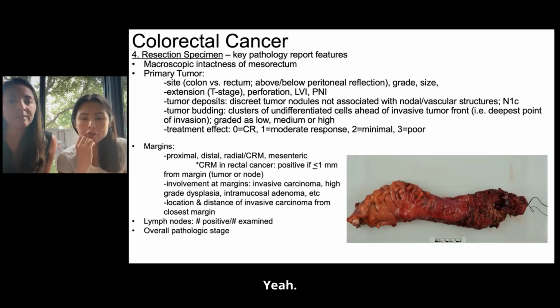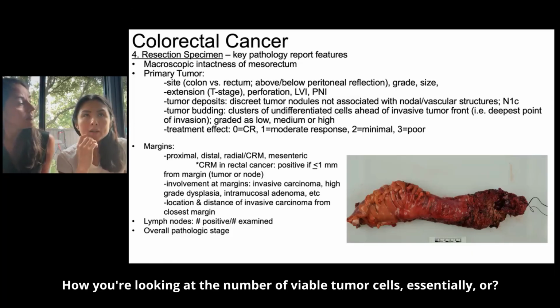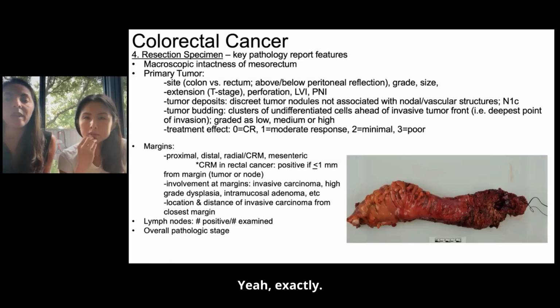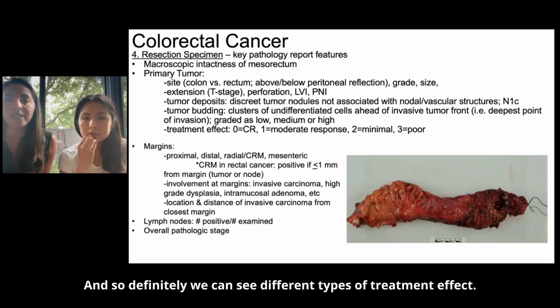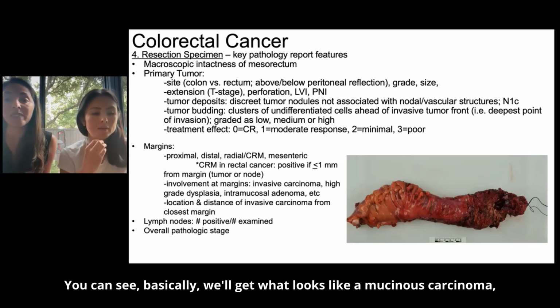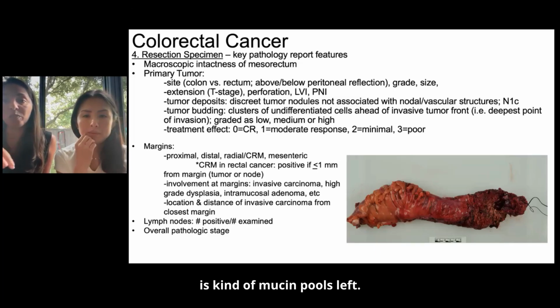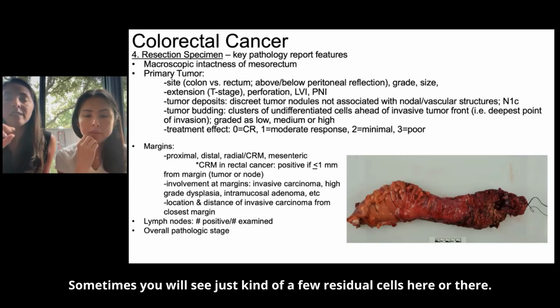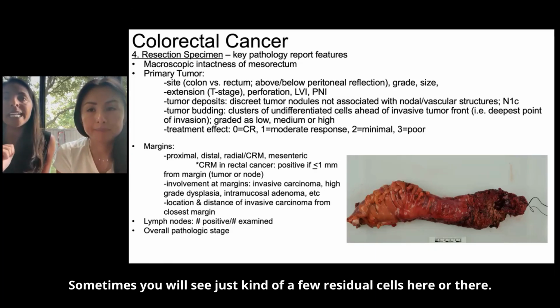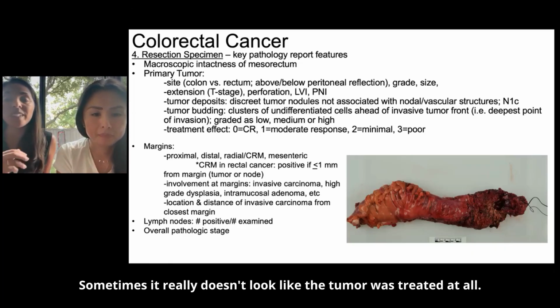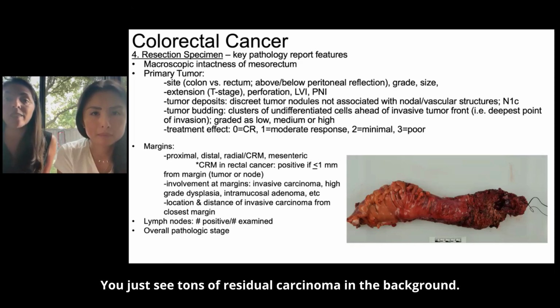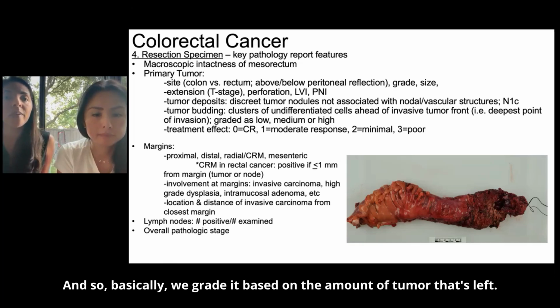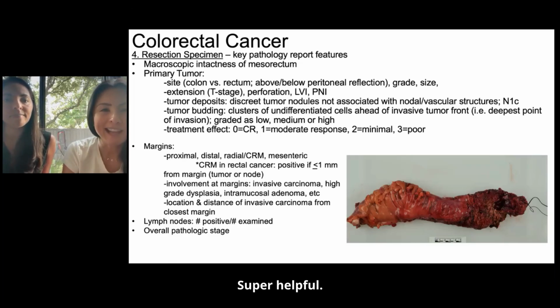You talked a little about treatment effect, how you're looking at the number of viable tumor cells essentially. Yes, exactly. We can see different types of treatment effect. Sometimes you'll get what looks like a mucinous carcinoma, where all we have is mucin pools left. Sometimes you'll see just a few residual cells here or there. Sometimes it really doesn't look like the tumor was treated at all, and you see tons of residual carcinoma in the background. So we grade it based on the amount of tumor that's left. Great, super helpful.